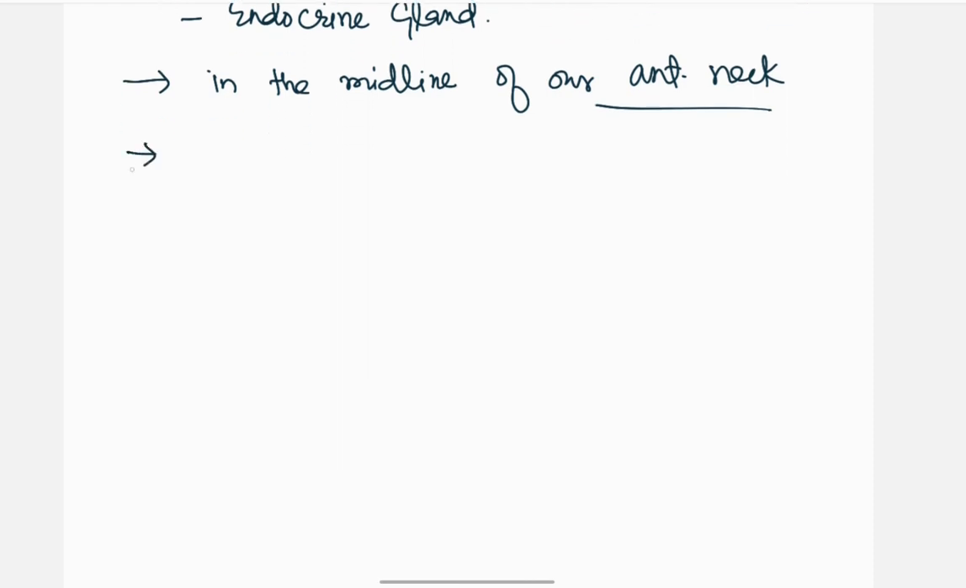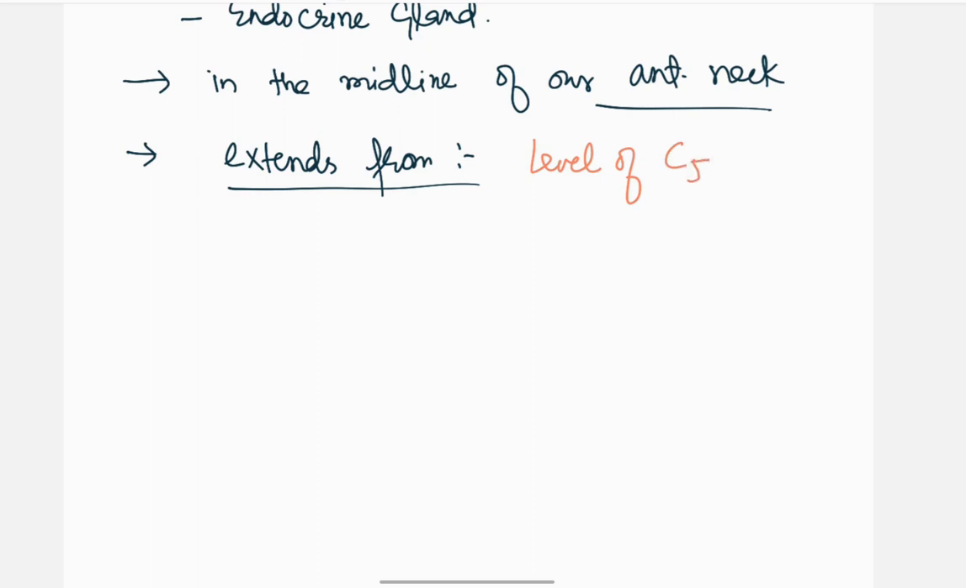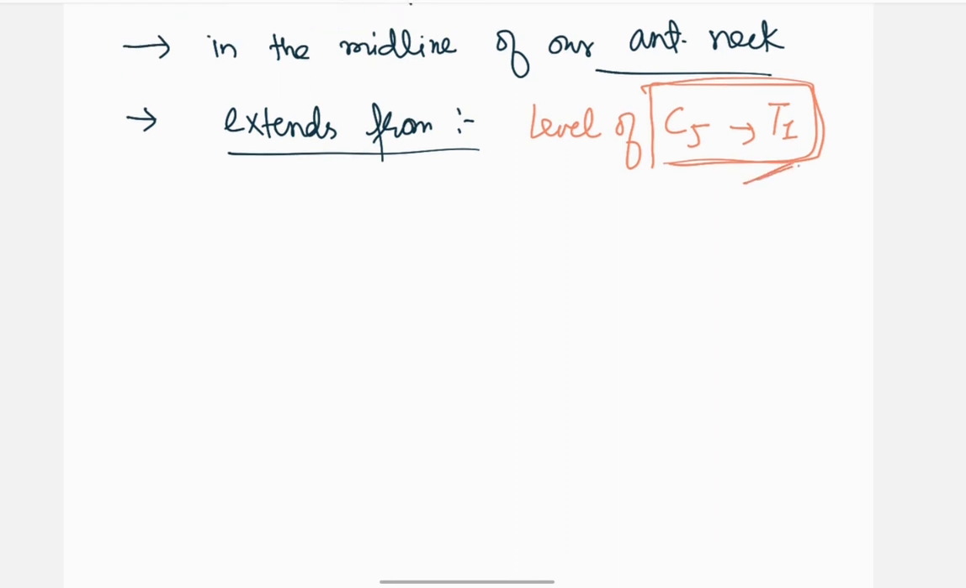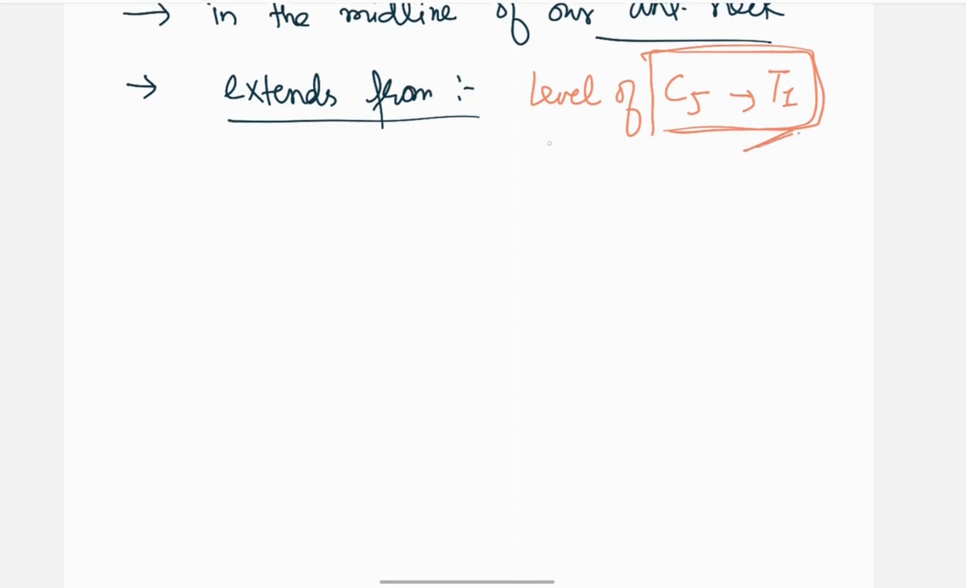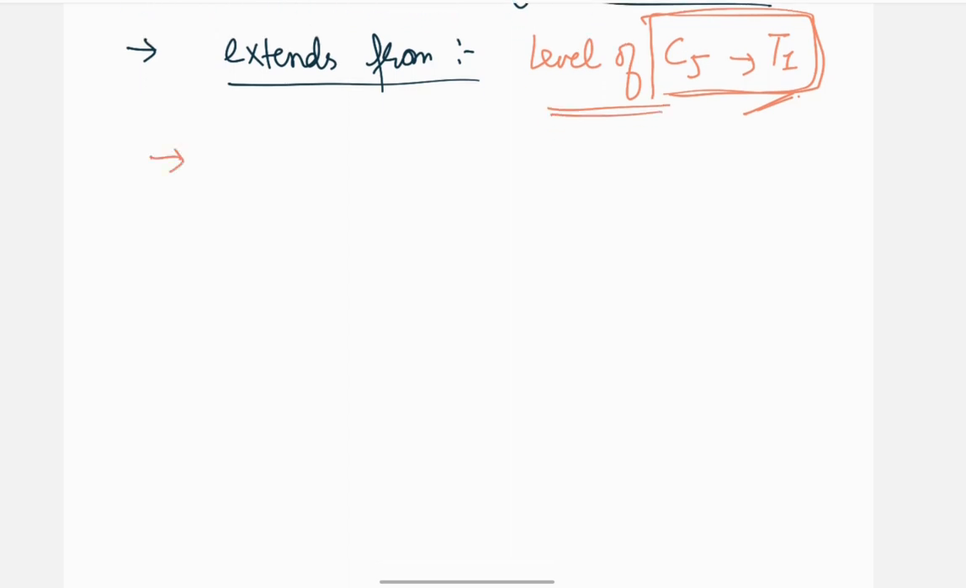On average, our thyroid gland extends from the level of C5 vertebra up to T1 vertebra. This is the anatomic location of our thyroid gland. Do remember this.